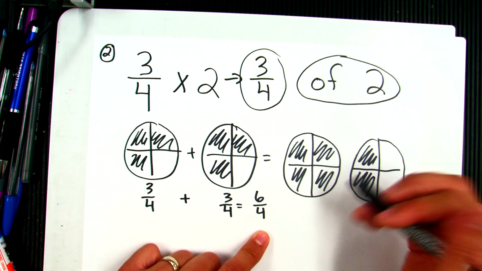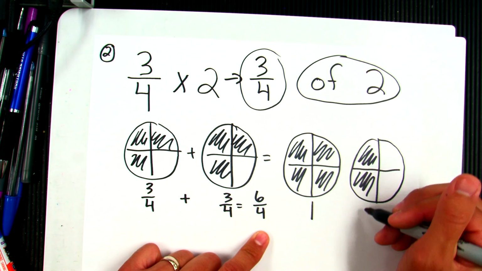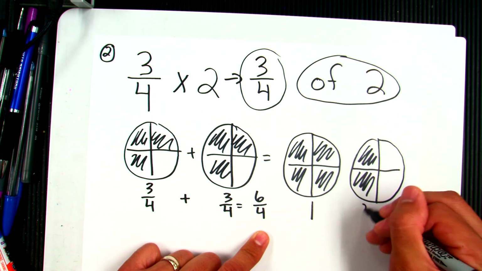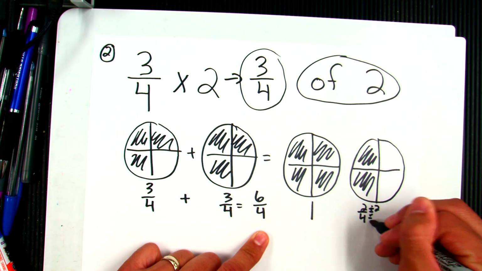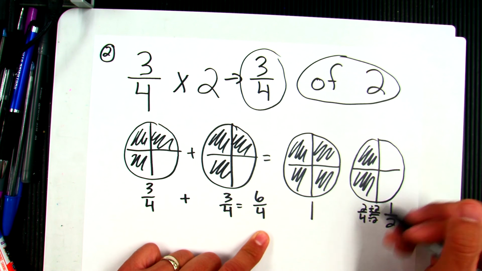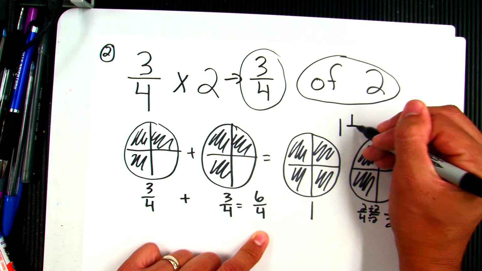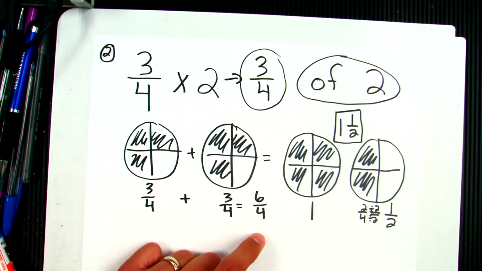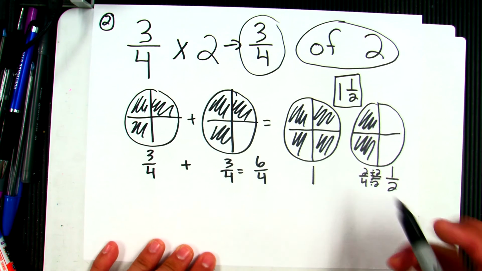I can see now that I have 1, and it is 2/4, but when I simplify, it's the same thing. I'm going to divide by 2. It's the same thing as half. So my answer is 1 1/2. Okay? That's just another way you can see it using the pictures.